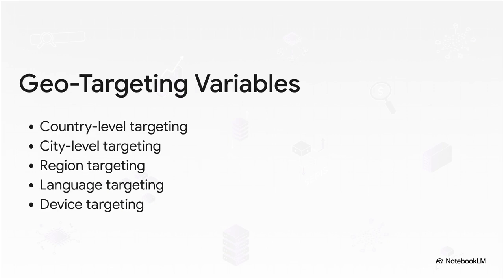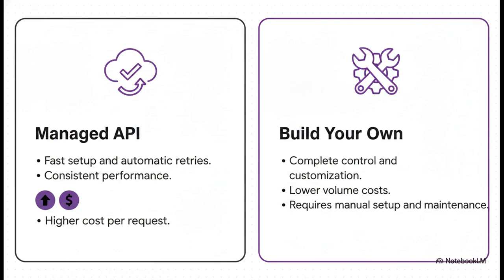Another massive hidden fee trap is geographic targeting. Search engines show entirely different results to a user in Tokyo than they do to a user in New York. That's just a fact. So, if your project requires localized data, you have to check if granular targeting, like getting down to the specific city or region level, is included in the base price, or if it triggers heavy hidden fees.